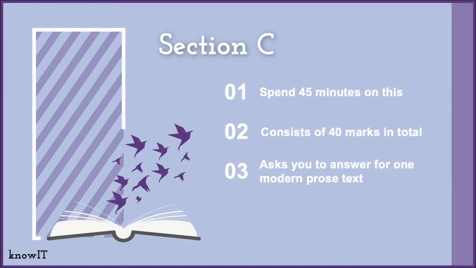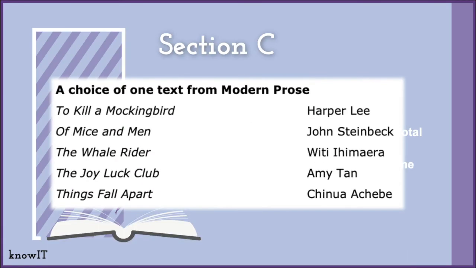And over here, I'm going to finally tell you what the choices of modern prose texts are and which one I did. So this is a list, and your school will be doing one of these if you're doing Edexcel iGCSE literature. To Kill a Mockingbird by Harper Lee, Of Mice and Men by John Steinbeck, The Whale Rider by Witi Ihimaera, I think so, The Joy Luck Club by Amy Tan, Things Fall Apart by Chinua Achebe.